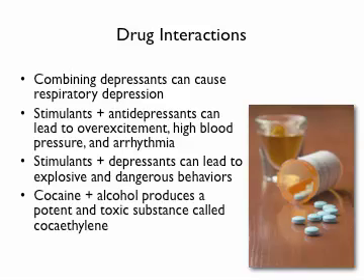Stimulants and antidepressants can actually sum to have interesting effects like overexcitement, arrhythmia, and high blood pressure. Cocaine and alcohol, and cocaine and several other substances, can produce toxic byproducts. Cocaine and alcohol combine to produce cocaethylene, which is a neurotoxic substance, but it also has behavioral effects in addition to the separate effects of cocaine and alcohol.